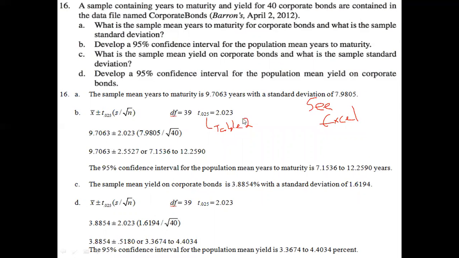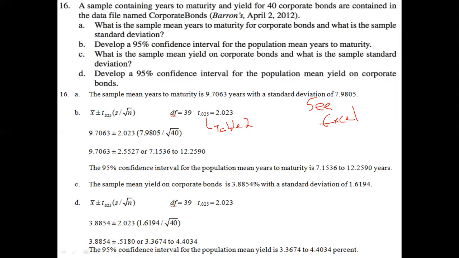Okay. Now we do the same thing, except now with the sample mean yield, and we found those already in the spreadsheet. Those are the mean and standard deviation. We already know the degrees of freedom is 39, so the t is still 2.023. And remember, degrees of freedom is n minus 1, so n was 40, subtract 1 from that, so that's the 39. That's why we're using 39 here. Forgot to mention that above.